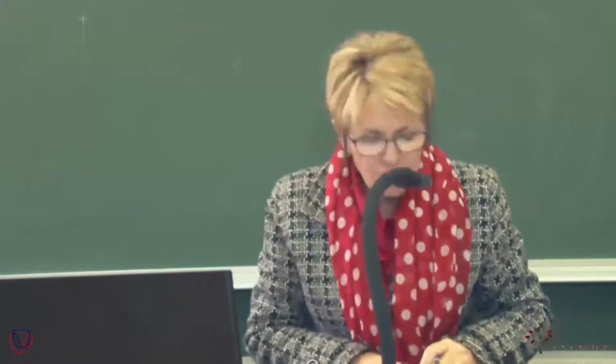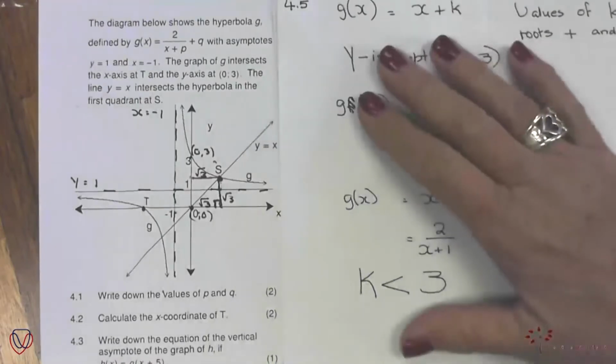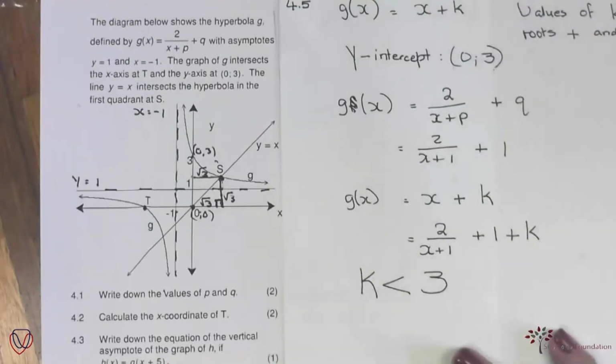Okay, people, let's have a look at 4.5. They said in 4.5, for which values of k will the equation g(x) = x + k have two real roots that are of opposite signs? Can you see that this question differs from 4.3? There, the x must be substituted by x plus 5. But here, this k involves the y value. So they said g(x) plus k, and then you must still have two roots, positive and negative.